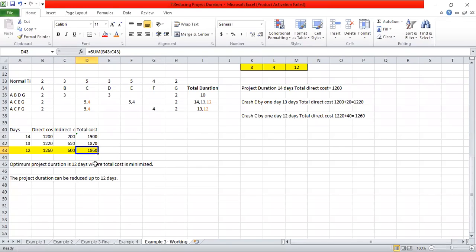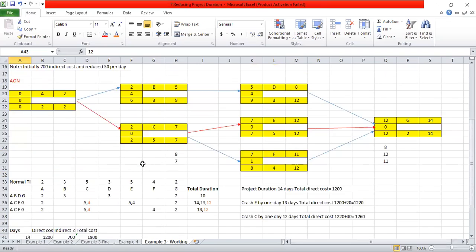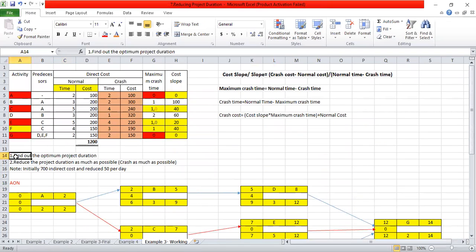1,860. So, optimum project duration. When you are going to see the optimum project duration, you have to see the place where the total cost is minimum, right? So after seeing these three total costs, the total cost is minimum at 12 days. Optimum project duration is 12 days where total cost is minimized, right? So that is the first question they are asking. Find out the optimum project duration.